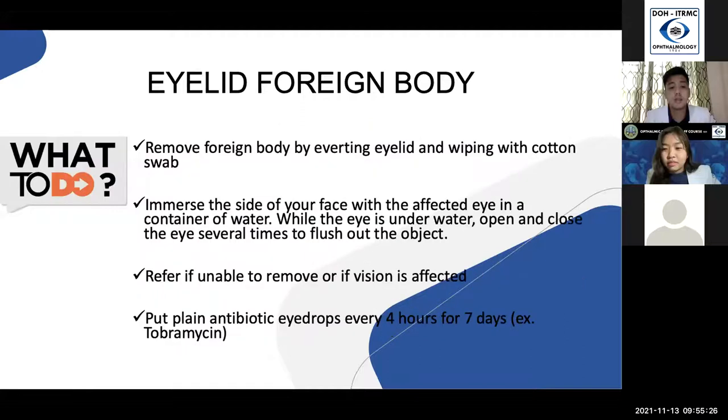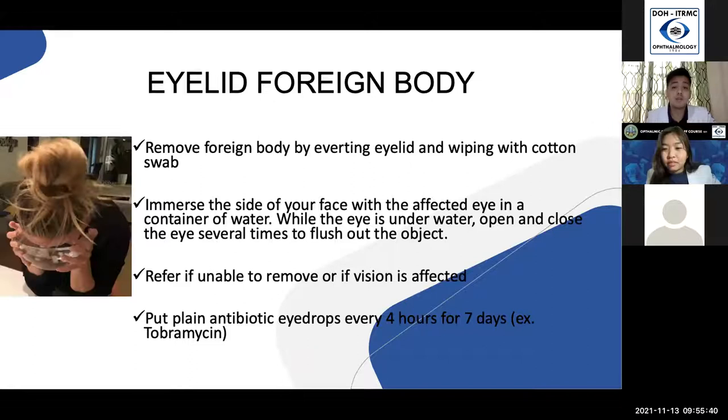So what to do in this kind of situations? You can remove the foreign body by inverting eyelid and wiping with cotton swab. I will be showing a video later on. So next is you can immerse the side of your face with the affected eye in a container of water. So make sure that the water is clean. And while the eye is underwater, you can open and close the eye several times to flush out the object.